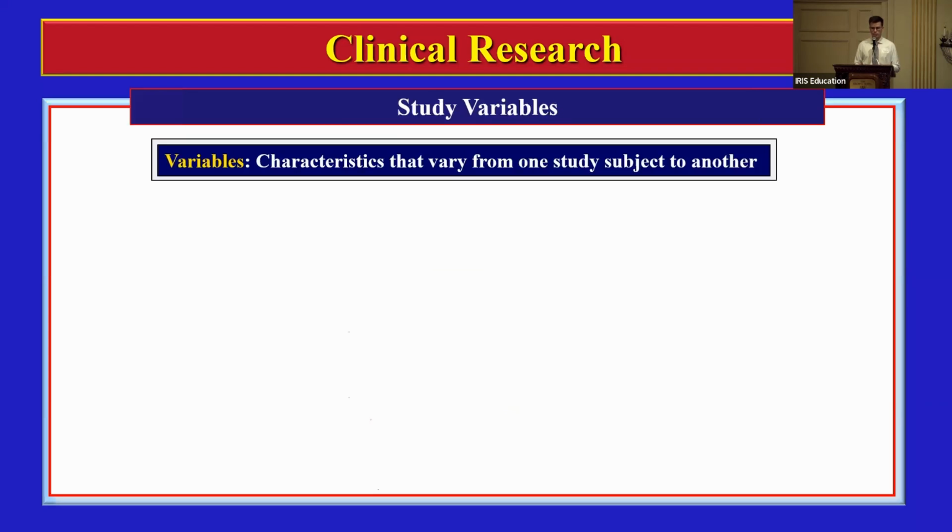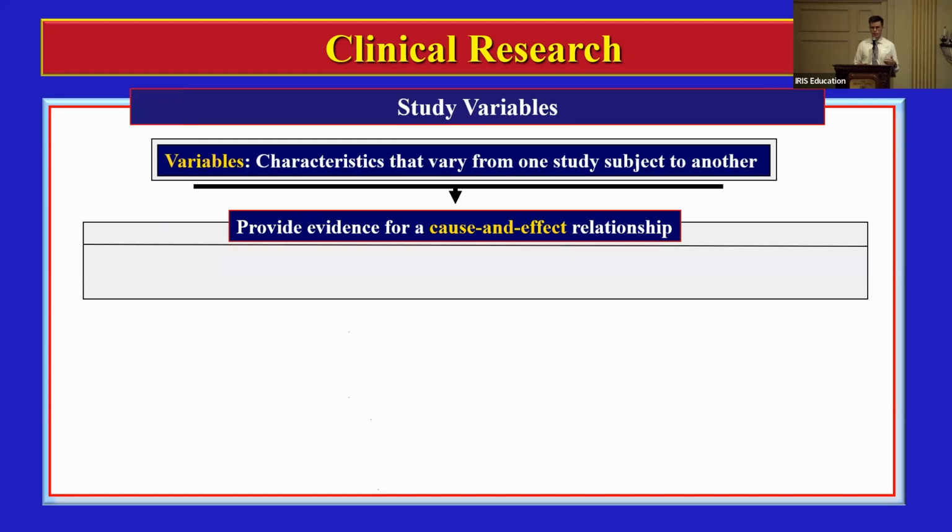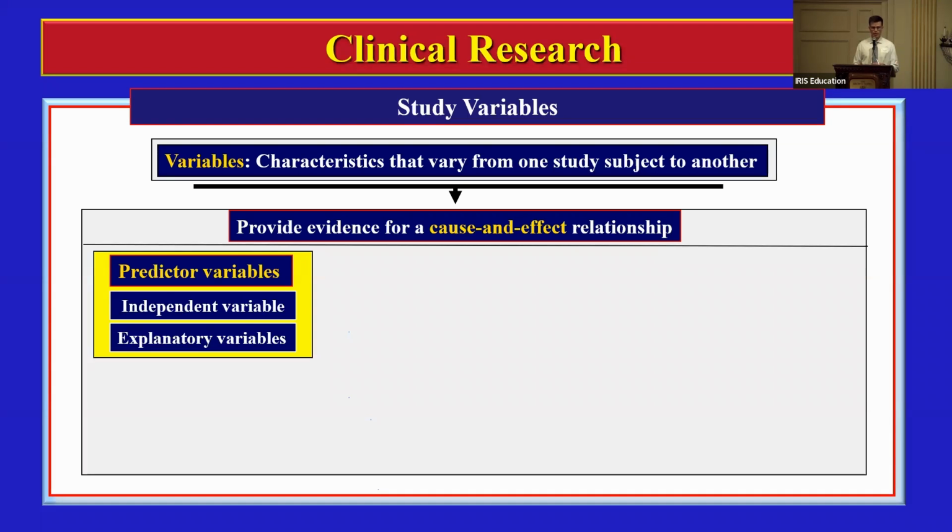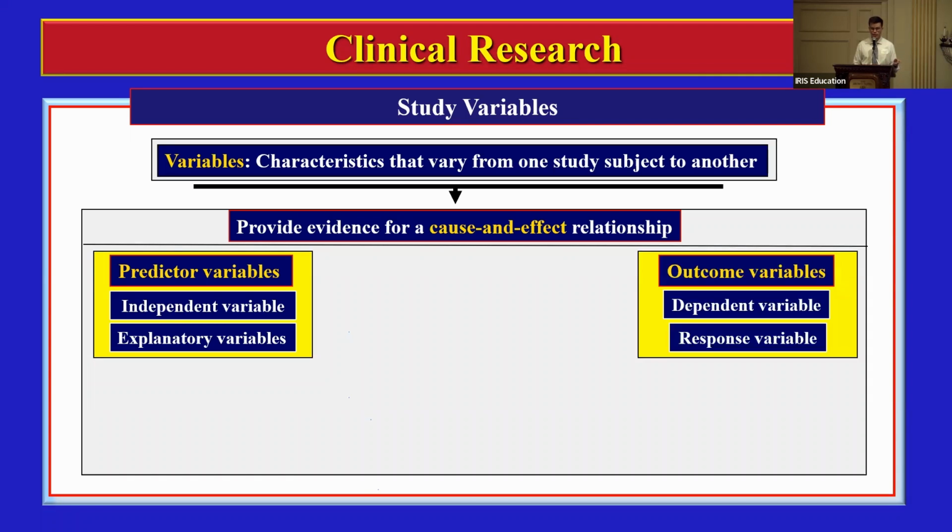And by definition, your study variables are just going to be your characteristics that are going to vary from one subject to another. And at the end of the day, we're going to use these to provide evidence for that cause and effect relationship that we're interested in. So when you're planning for your study, you want to clearly define your predictor variable, which you may also know as an independent variable or explanatory variable. You're going to want to clearly define your outcome variable, and it's the relationship between these two variables that we're really interested in understanding, that cause and effect relationship.